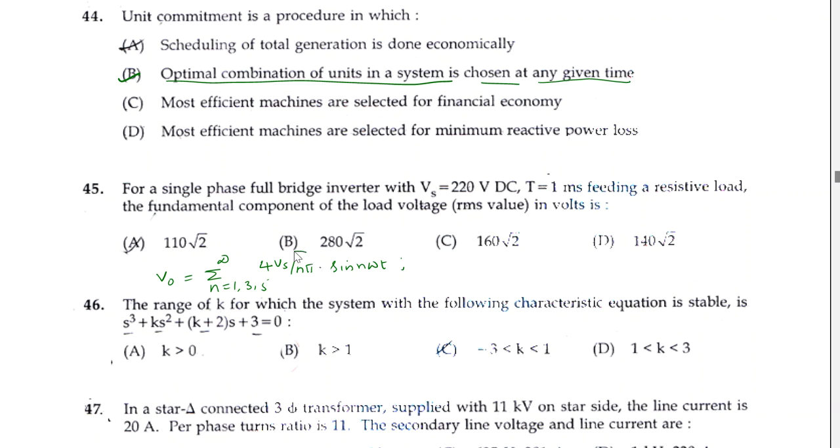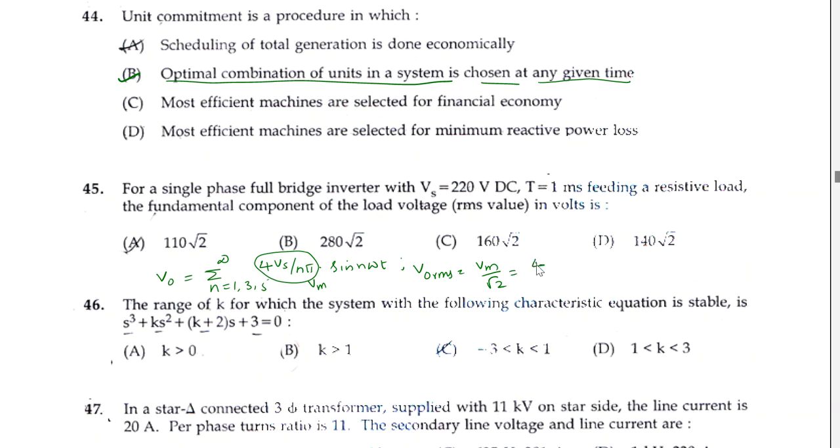Among them, this 4Vs by nπ represents its maximum value Vm. Now the given question is asking about the fundamental component of load voltage RMS value. So V0 RMS is equal to Vm by root 2. This is a basic equation you know. What is the Vm value?